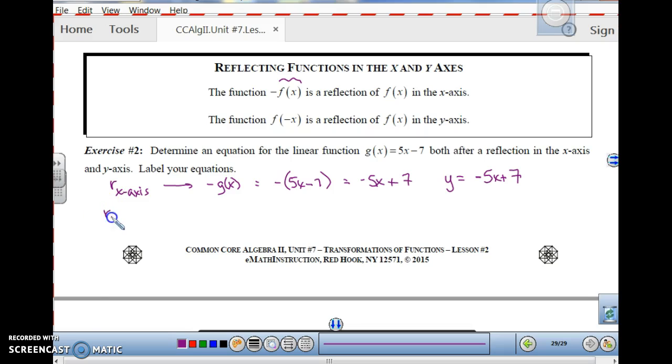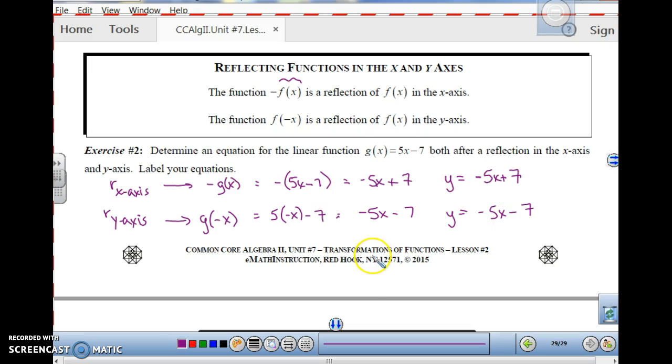Okay, now if I reflect it in the y-axis, that means that I take my function and I'm going to negate the x. So this is going to be g of negative x. So I take my equation, wherever I have an x, I put a negative x. Oops, minus 7. So 5 times negative x is negative 5x, and then minus 7. So my equation will be y equals negative 5x minus 7.